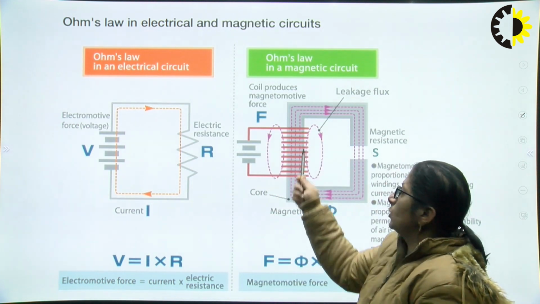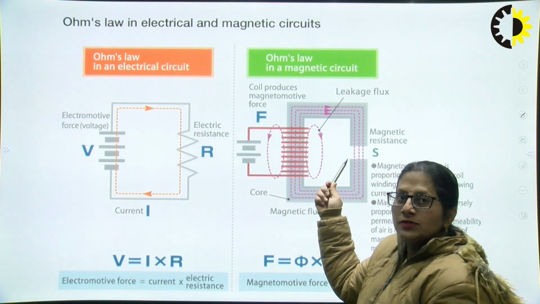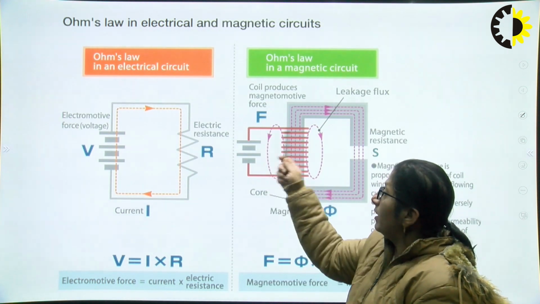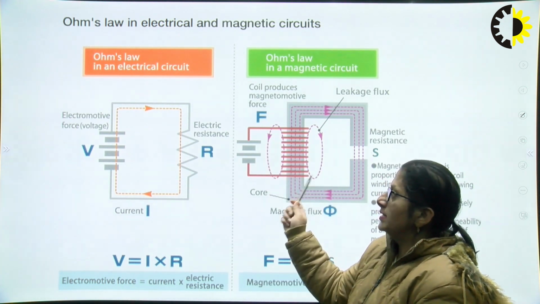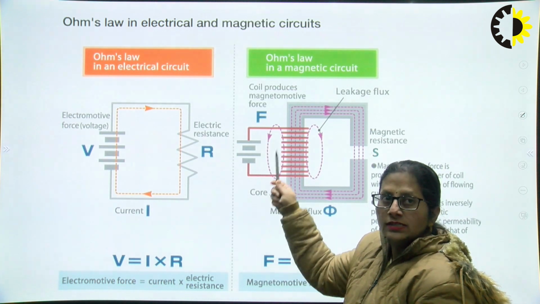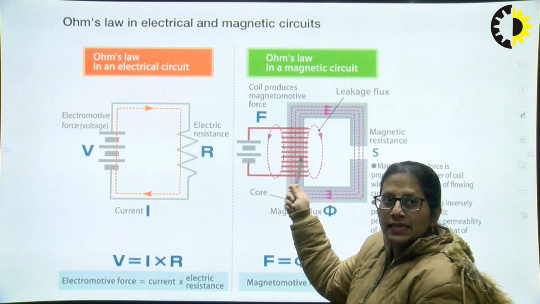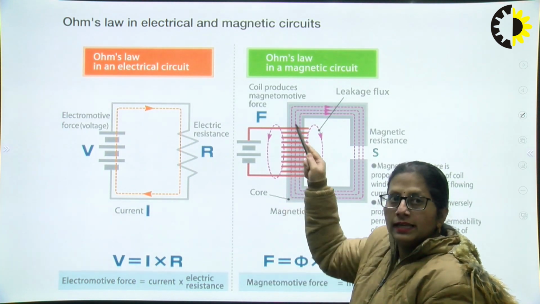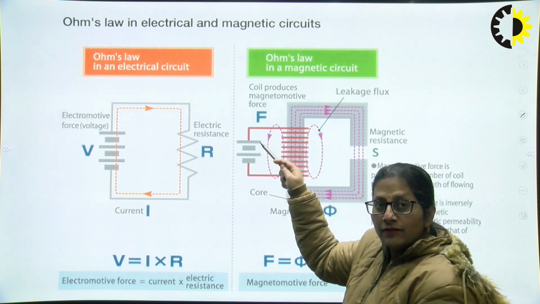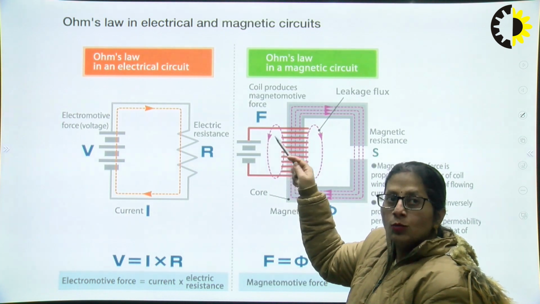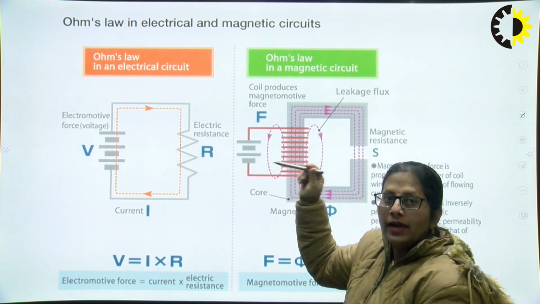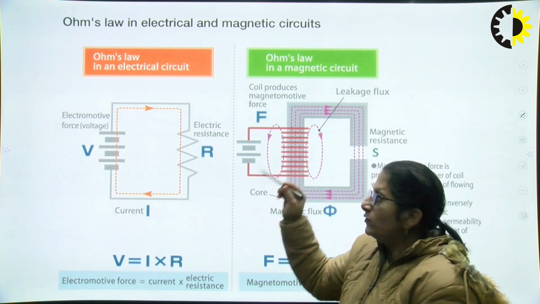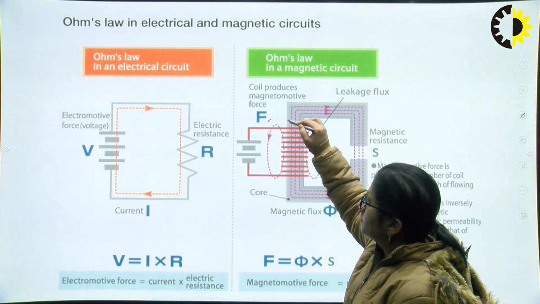I have a magnetic core. An air gap may or may not be present. I have an exciting coil, with a certain source and certain current being given, with a certain number of turns. With a certain number of turns and current, I obviously have the magnetomotive force F given by the number of turns into current. F is given by N into I.